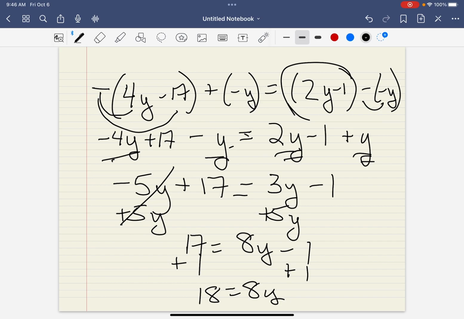Let's see something real quick. Minus 4y plus 17 minus y. 2y minus 1 plus y. Okay. Just wanted to make sure I didn't mess up.